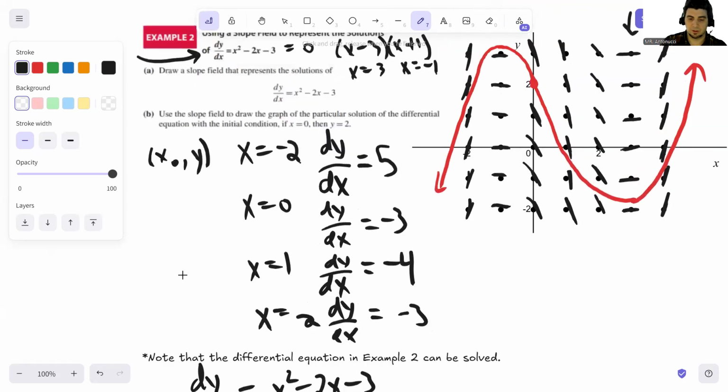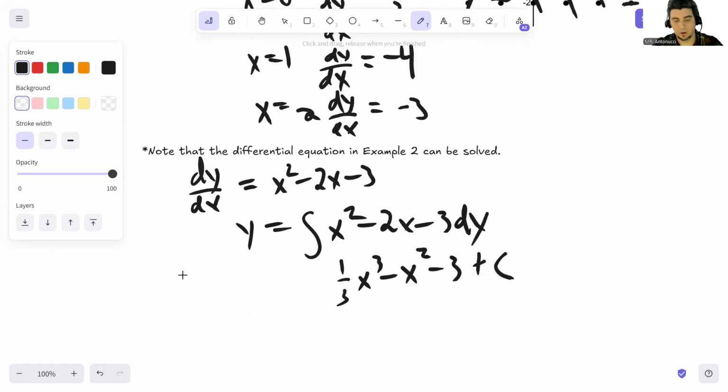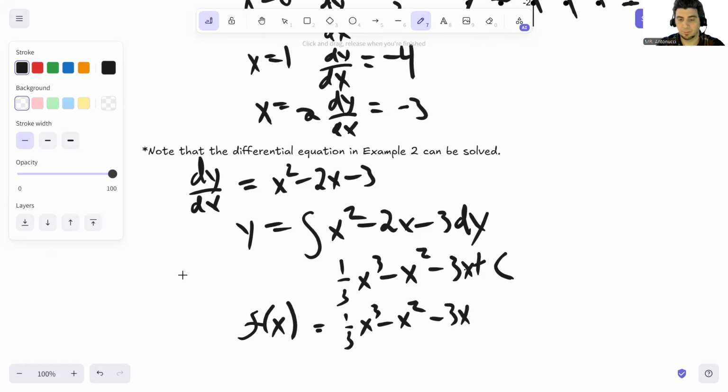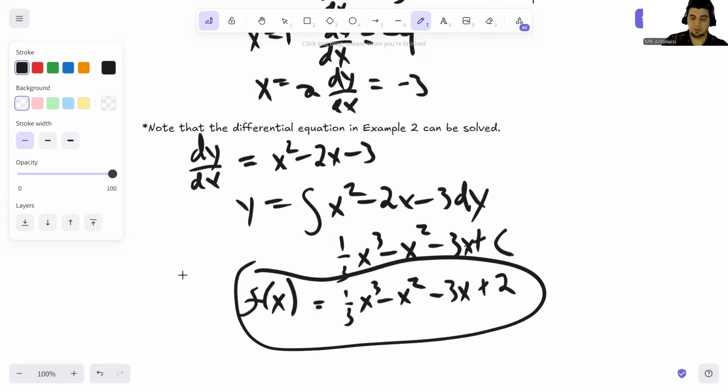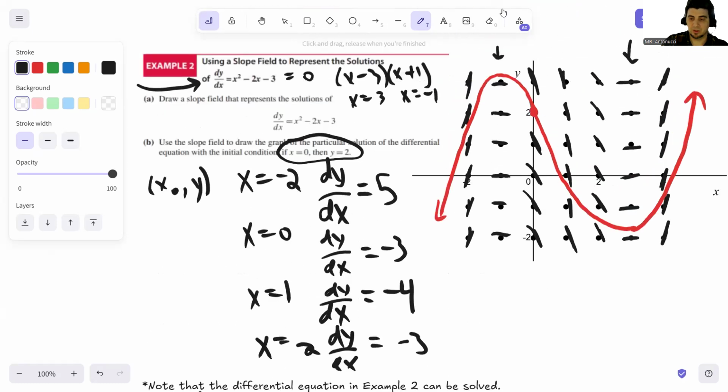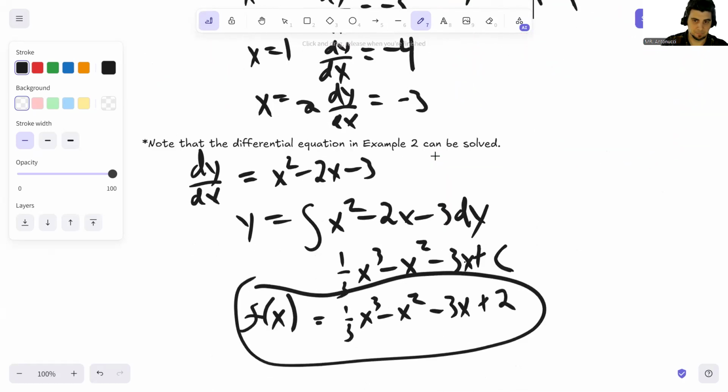And then I could use my initial conditions: when x is 0, y is 2. So if x is 0, that means c is going to be 2. So this would be 1/3 x cubed minus x squared, I forgot the x on that, minus 3x plus 2. Okay. And if you drew the graph of f of x here in Desmos, you could see that it is a cubic function and it would look very, very similar to what we have here.